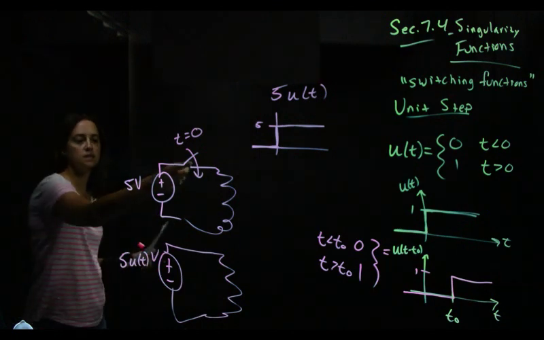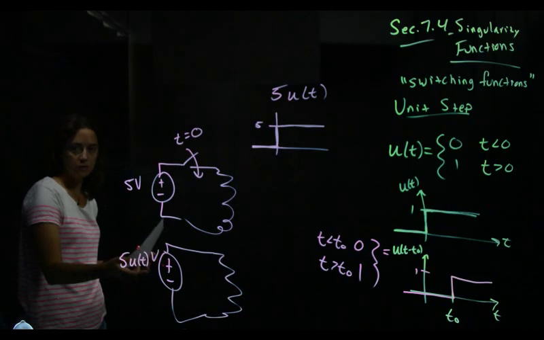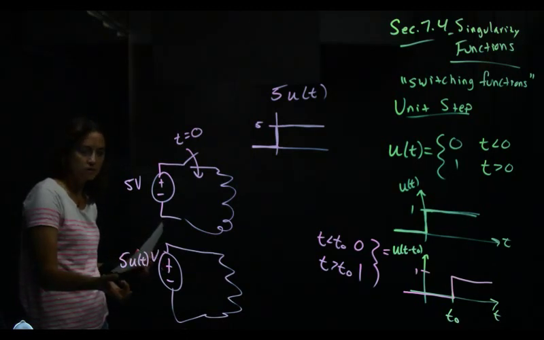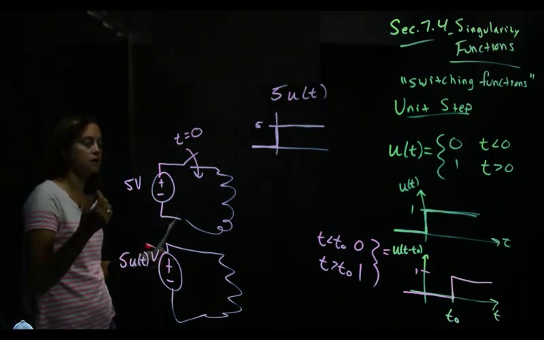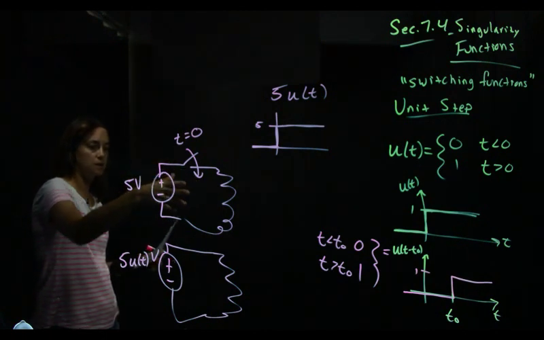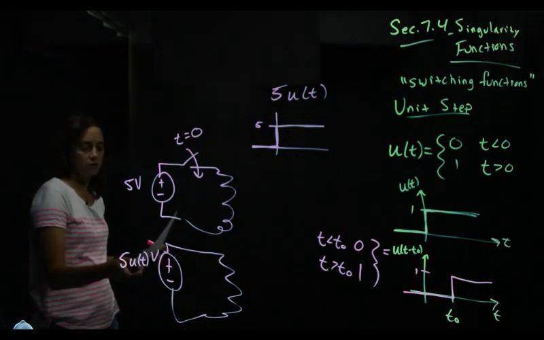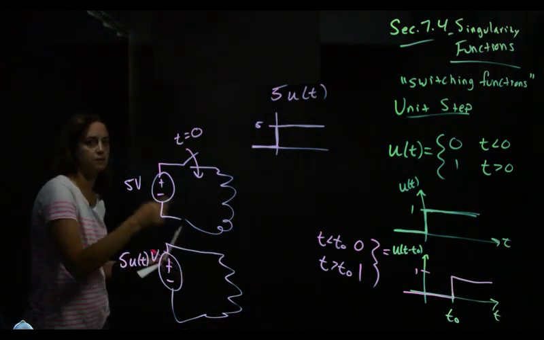So when t is less than 0, the switch is open. When t is less than 0, u of t is 0, which means this whole thing is 0. It's like an open switch. And it closes at time t equals 0. At time t equals 0, this becomes 5. Now the 5 volts is connected.